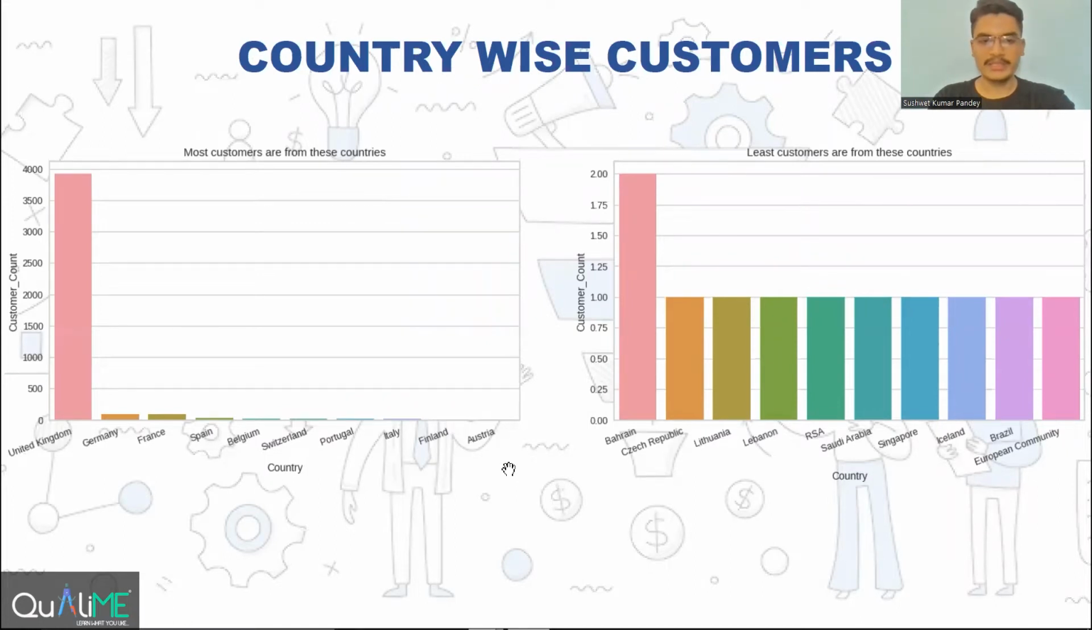Most number of customers are from these countries. So UK is leading in this category, followed by Germany, France, Spain has highest number of customers. And these are the countries where very less number of customers are placing the orders.